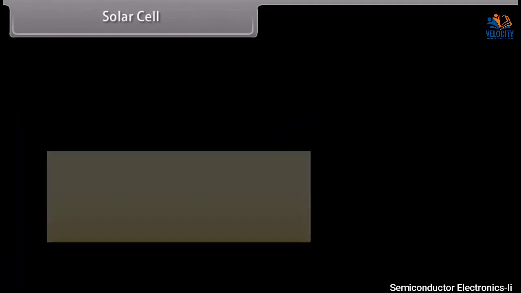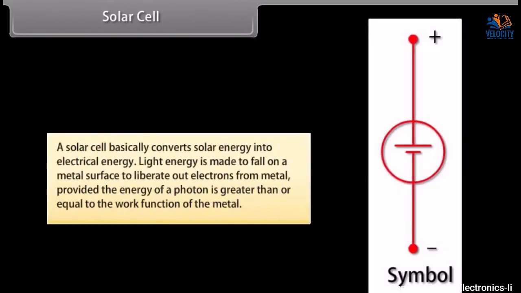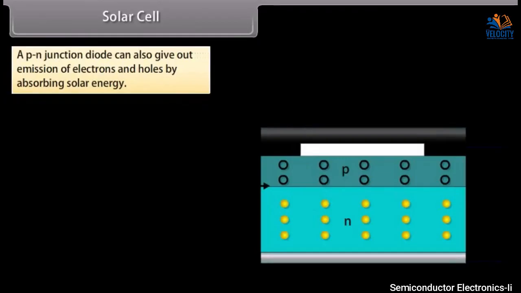Solar cell. A solar cell basically converts solar energy into electrical energy. Light energy is made to fall on a metal surface to liberate electrons from the metal, provided the energy of a photon is greater than or equal to the work function of the metal. A p-n junction diode can also give out electrons and holes by absorbing solar energy. The P material at top is very thin compared to the thickness of the N material.